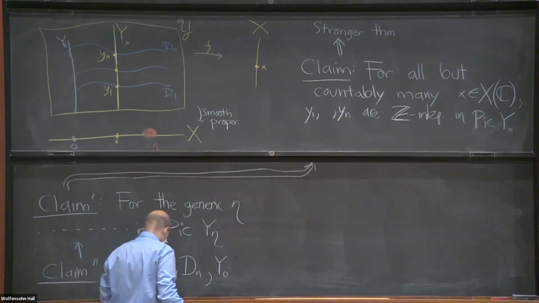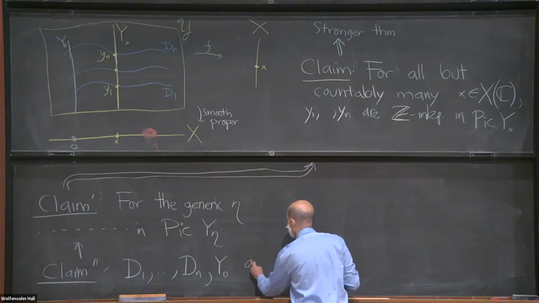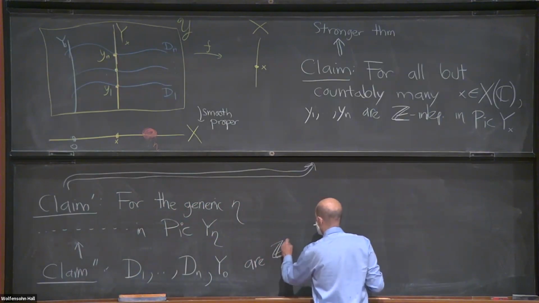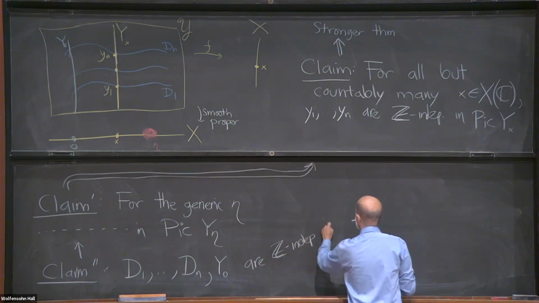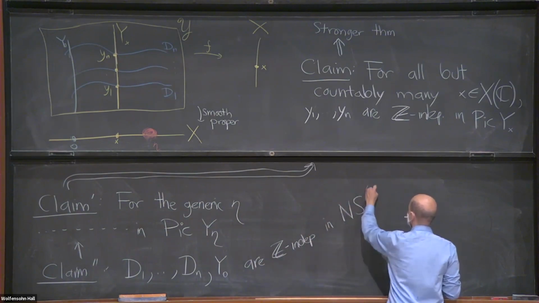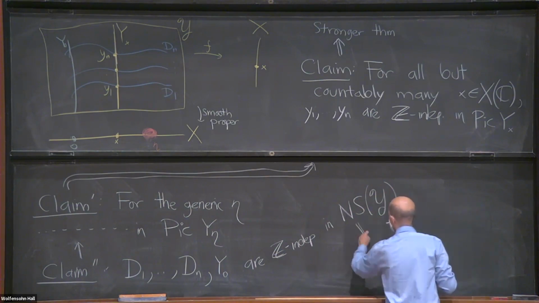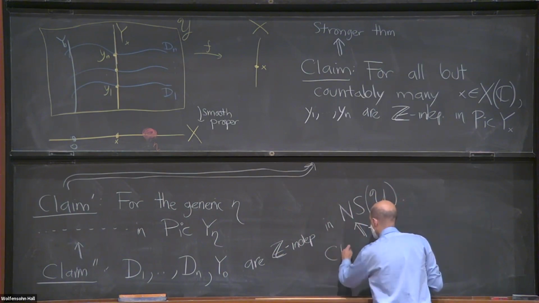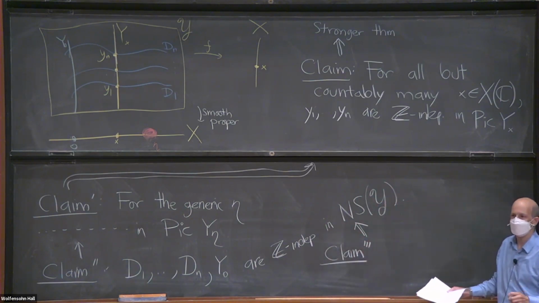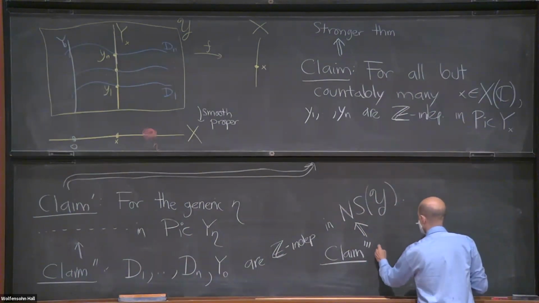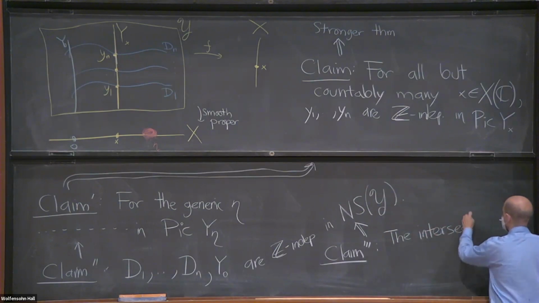And so it's enough to say that those are Z independent in the narrow Severi group of this smooth surface. And so, how can you check that? Well, you can do the usual thing by trying to compute the intersection numbers of these divisors. And this is what we did. We calculated the intersection matrix.